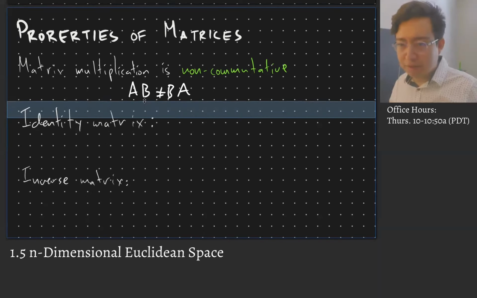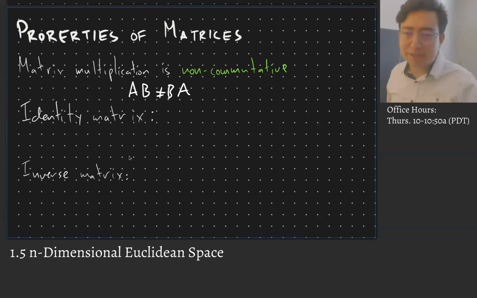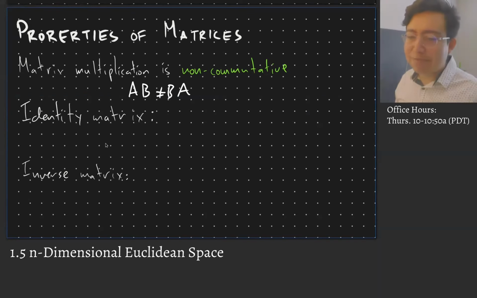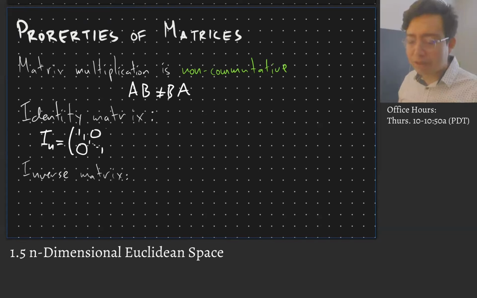Okay, the next I'm labeling as properties, but we can think of this as a specific, nice matrix. The identity matrix, which we label as I sub n, is equal to, basically, ones along the diagonal. This is called the main diagonal, and you have zeros everywhere else. Sometimes they just draw one big zero there to say that there are just zeros all around.